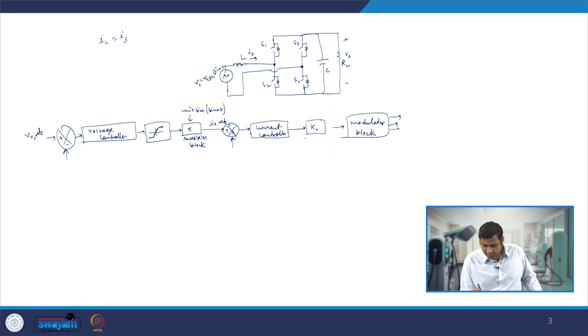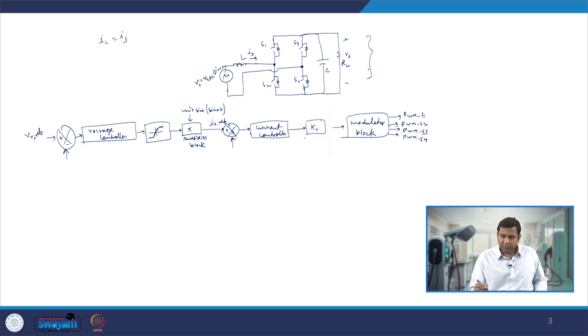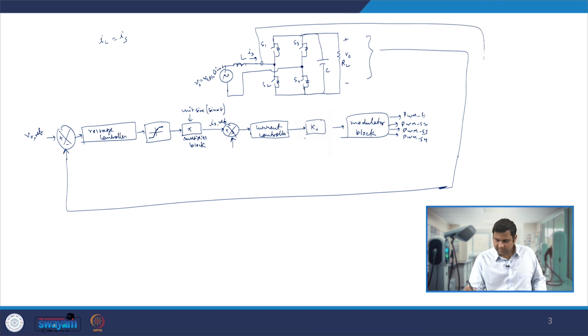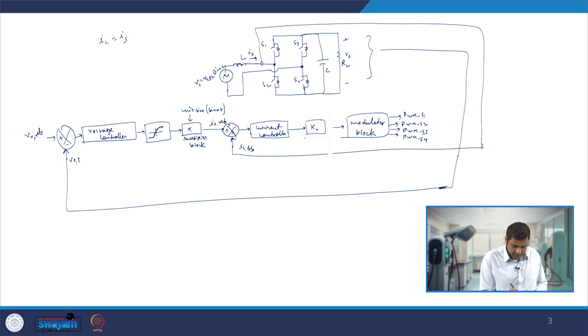So here you will get the PWM of S1, PWM of S2, PWM of S3, and PWM of S4. And this output voltage, you can sense and feed it back to the reference voltage. Similarly, whatever current feedback we are seeing, we can sense using the current sensor and send it back to the loop. So here we have the IS feedback, here we have the V naught feedback.